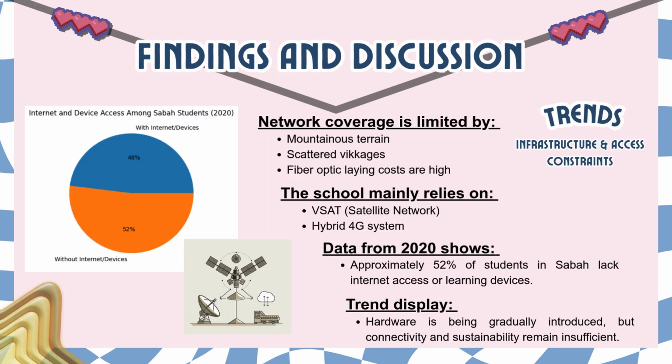Looking at the trends, infrastructure and access issues continue to be a main barrier to digital learning in rural areas. Fiber broadband coverage is very limited because the terrain is mountainous and villages are stretched far apart. This makes fiber deployment costly and technically challenging. Therefore, most rural schools rely on alternative connectivity solutions such as satellite-based VSAT and hybrid 4G systems. While these solutions provide basic access, they are often unstable and have limited capacity.